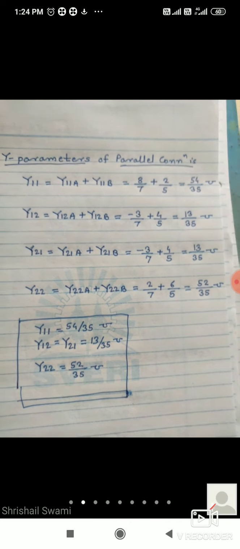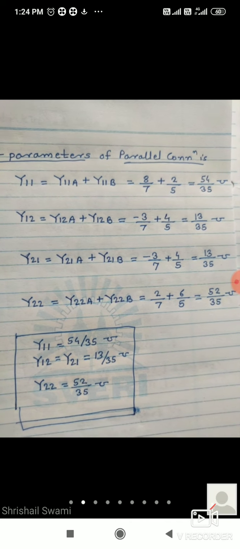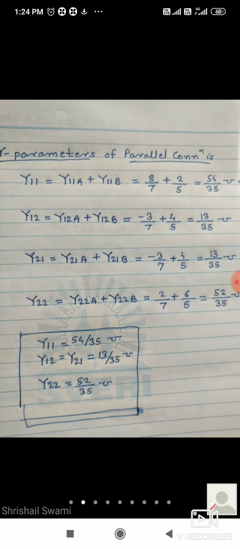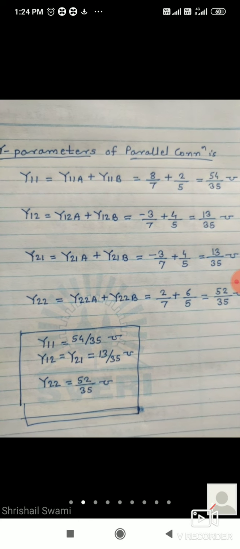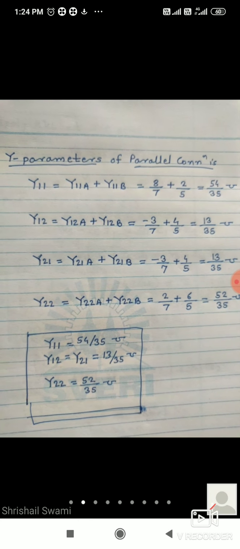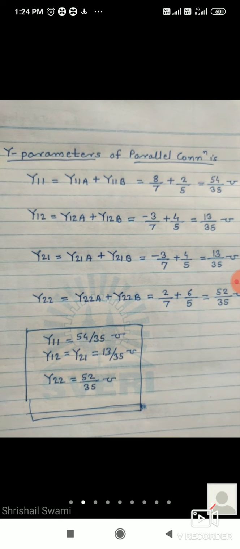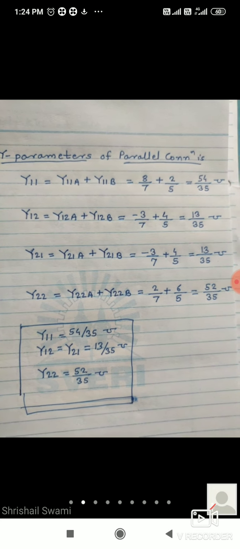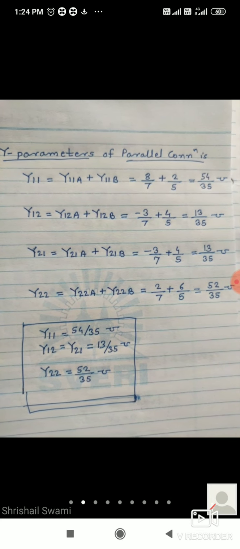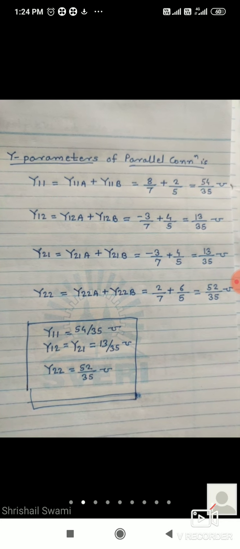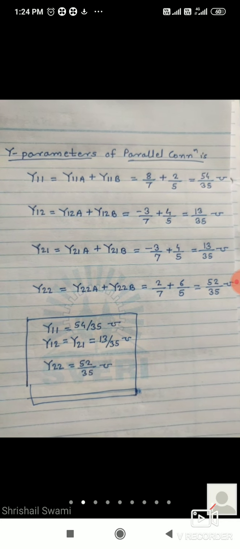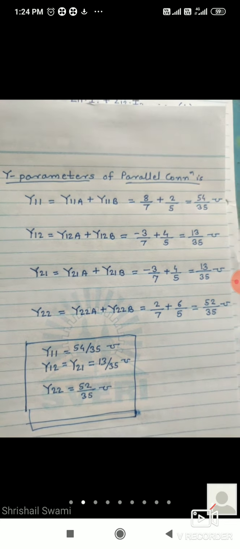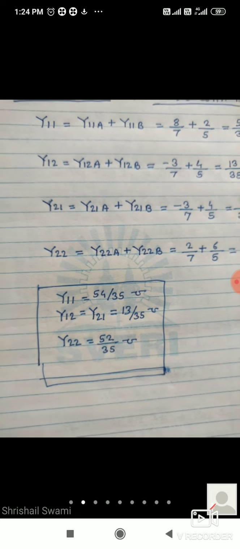So any doubt in this particular problem? Third problem: first you should identify what the connection is. Use Y parameters for parallel combination. Then for the two networks, the Y parameters of one are already given, and the Z parameters of the other are given. So from the Z parameters you have to find out its Y parameters by the inter-relation. Once you get the Y parameters of both networks, then according to the parallel connection we are going to use Y parameters and these equations. Then you can put the values and you will get the Y parameters.